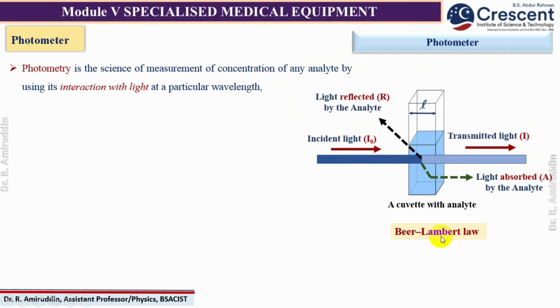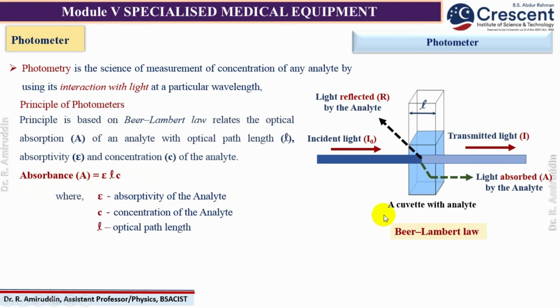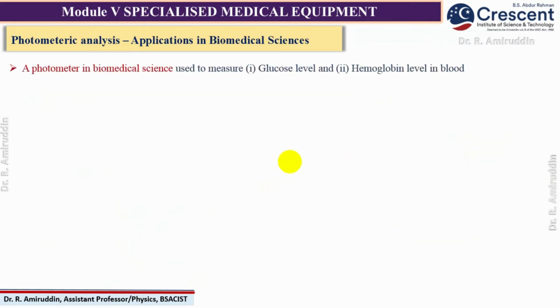Based on this concept, Lambert's law relates the absorbance of the analyte with the optical path length small l, absorptivity and concentration of the analyte. The formula is absorbance capital A equals the product of epsilon, small l and C, where epsilon is the absorptivity of the analyte, C is the concentration of the analyte, and l is the optical path length. Lambert's law also states that the transmittance in percentage is given as capital I divided by I0, times 100, where capital I is the intensity of the transmitted light and I0 is the intensity of the incident light. Based on this Lambert law, the photometer works.